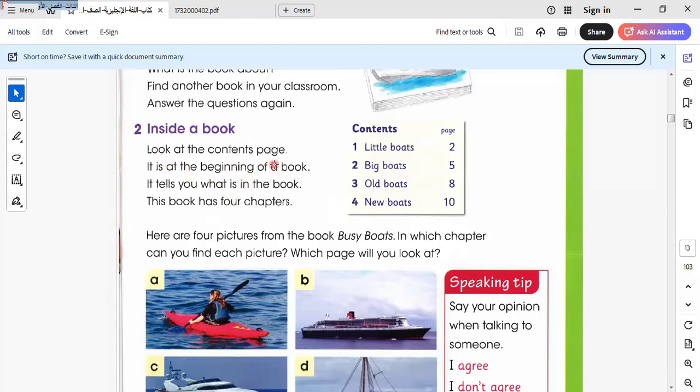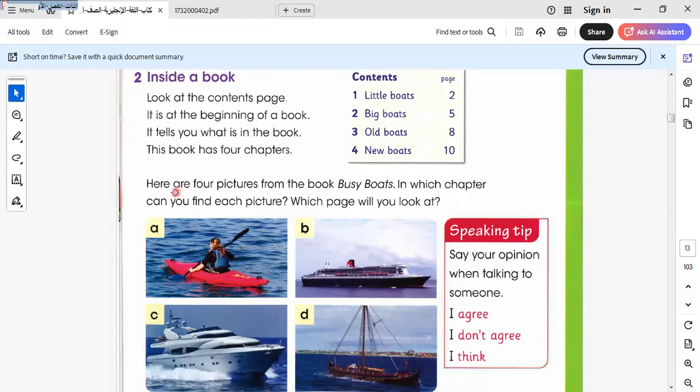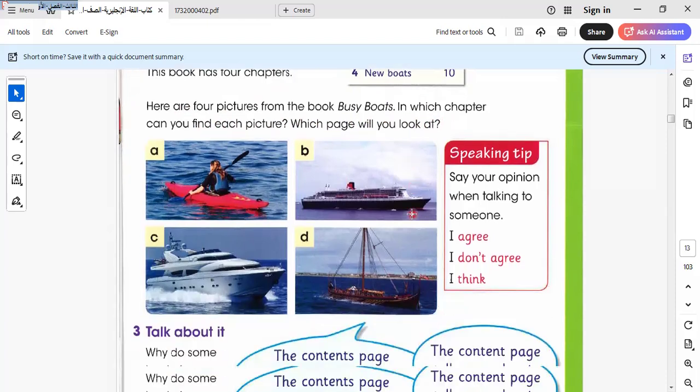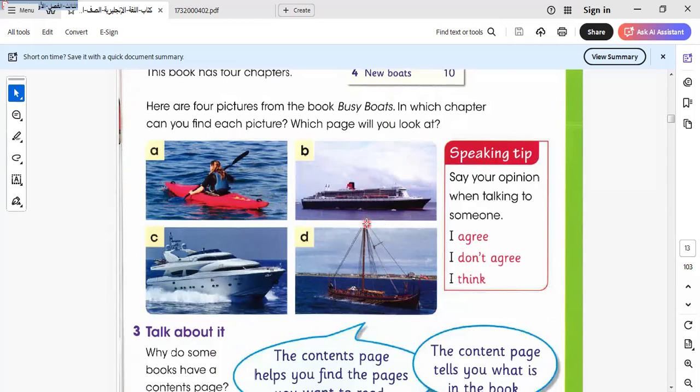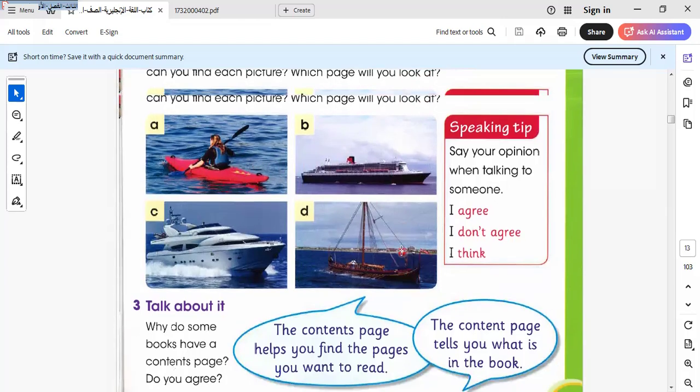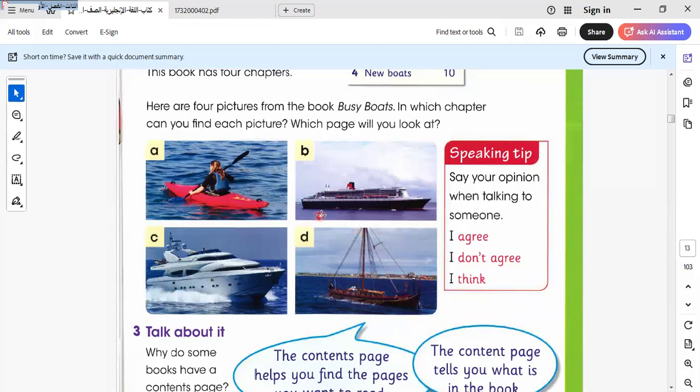Okay, so look at the contents page in the beginning of the book. It tells you what is in the book. The book has 4 chapters. Here are the pictures from the book Busy Boats. In which chapter can you find each picture? Here we say here are the pictures in the book. We can see the book and know in which chapter each picture is. I can't answer because I don't see the book, so we must open the book and see which picture is in which chapter.